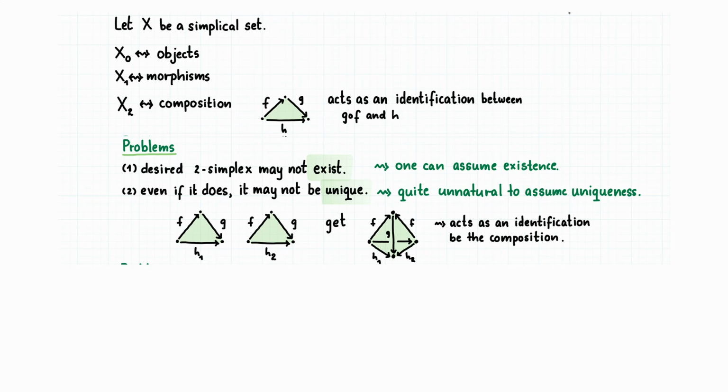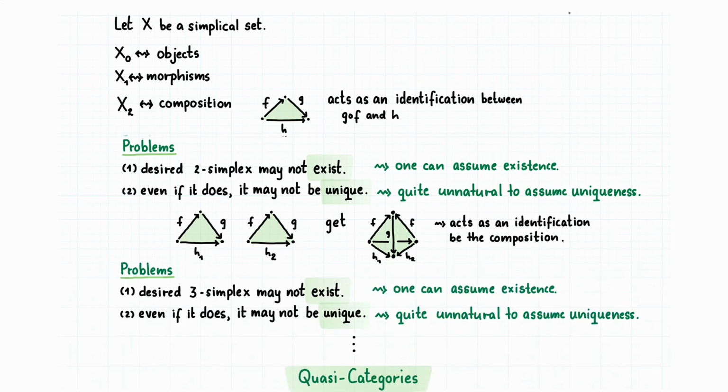But again, we run into the same problem that this 3 simplex might not exist, and even if it does, it might not be unique. You can argue similarly again: you can assume existence, but you cannot assume uniqueness because it's unnatural. It is like assuming that 2 paths have a unique homotopy, which doesn't have to be true. So again, you would have a similar situation, and you keep doing this for all n, and you end up with this notion of quasi-categories.